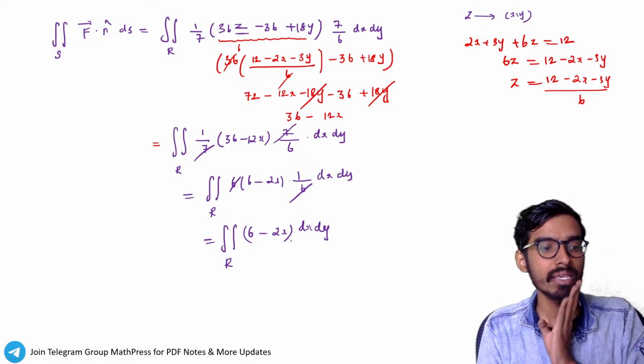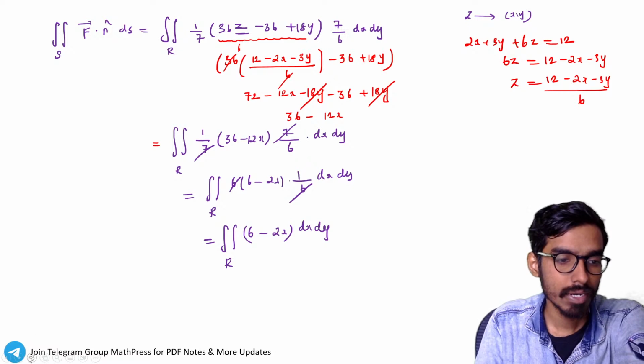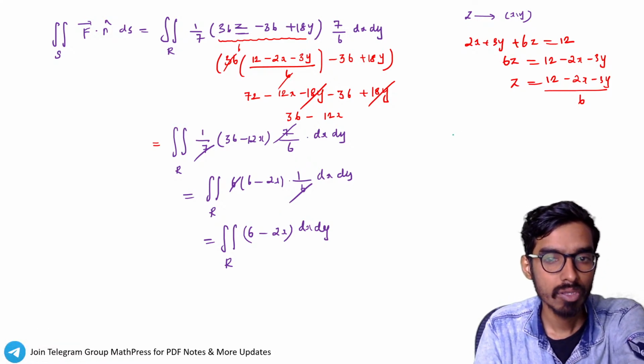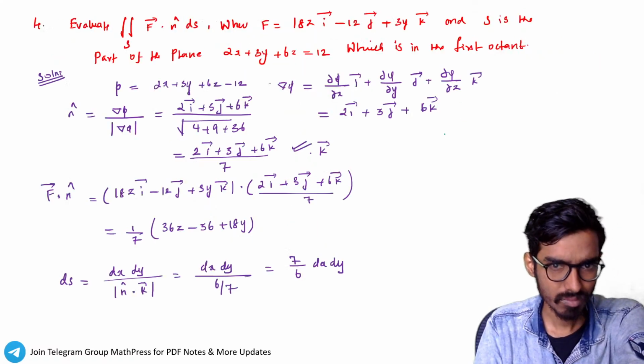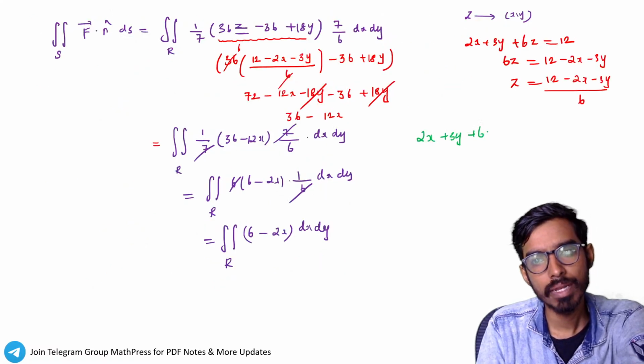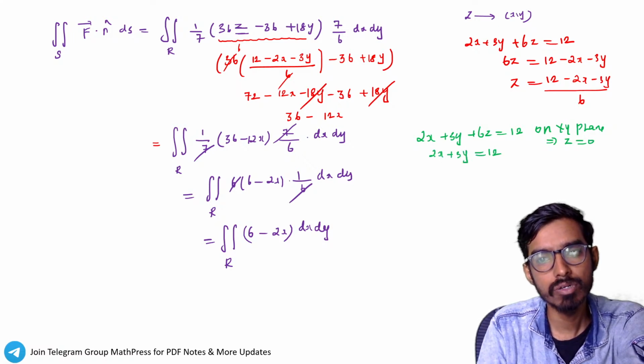Now we need to find x limits and y limits, very easy that you can do. And how to find limits? We are in the xy plane, so z will be 0. What is the plane here? 2x plus 3y plus 6z is equal to 12. This is a projection on the xy plane, so that means z is 0. We will have 2x plus 3y is equal to 12.